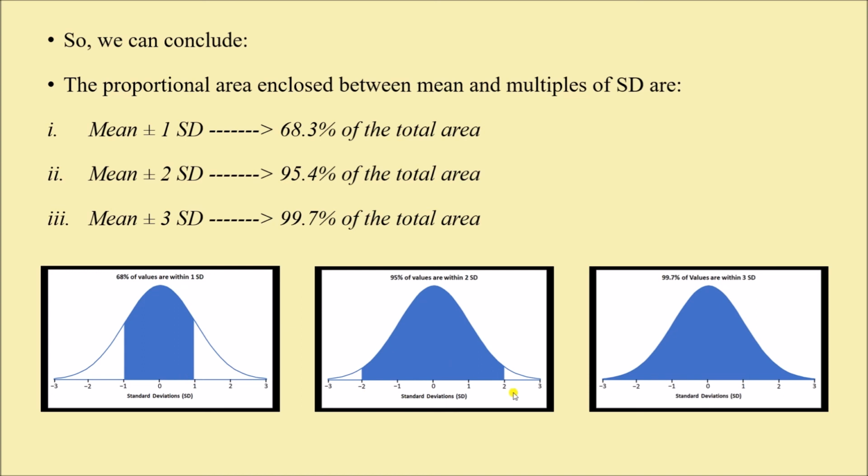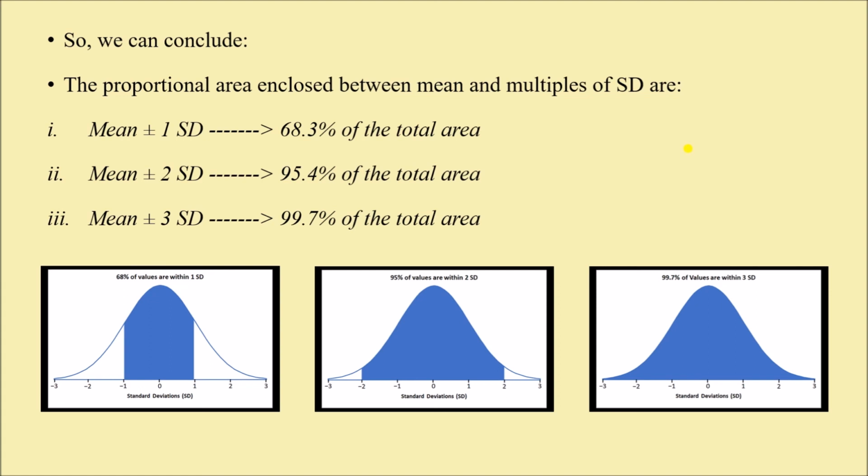Similarly, 2 standard deviation on either side of the mean value covers 95.4% of the total area, and 3 standard deviation on either side of the mean value covers 99.7%. That means almost 100%, not exactly 100%, but almost 100% of the total area. Only few number of subjects will be beyond these values. So with this, I think the concept is a little bit clear right now.